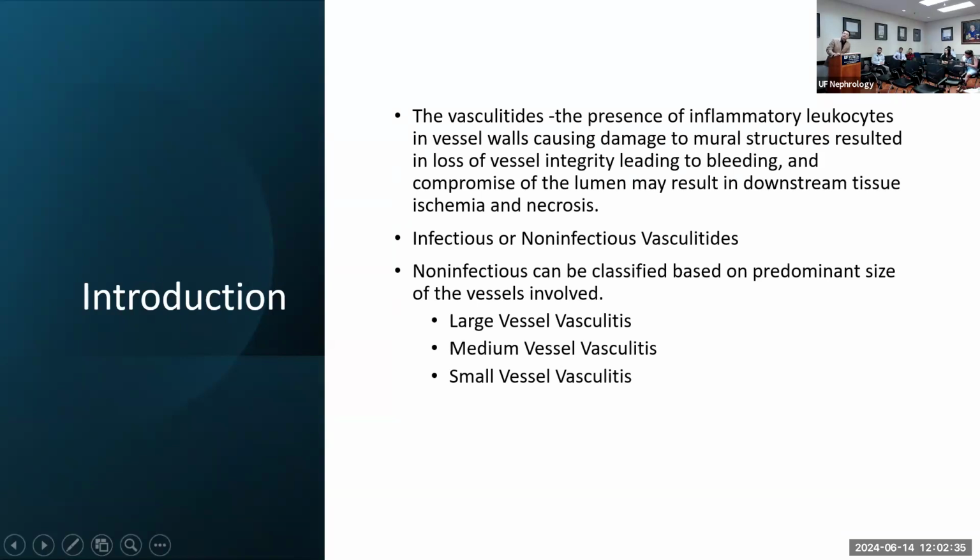Introduction. Vasculitis is the term that we use in the presence of inflammatory leukocytes causing damage to the vascular structure, resulting in bleeding and loss of vascular integrity, and causing downstream tissue ischemia and necrosis. It can be infectious and non-infectious vasculitis. Today we are talking about non-infectious vasculitis. It is classified based on the predominant size of the vessel involved. It includes large vessel, medium and small vessel vasculitis.